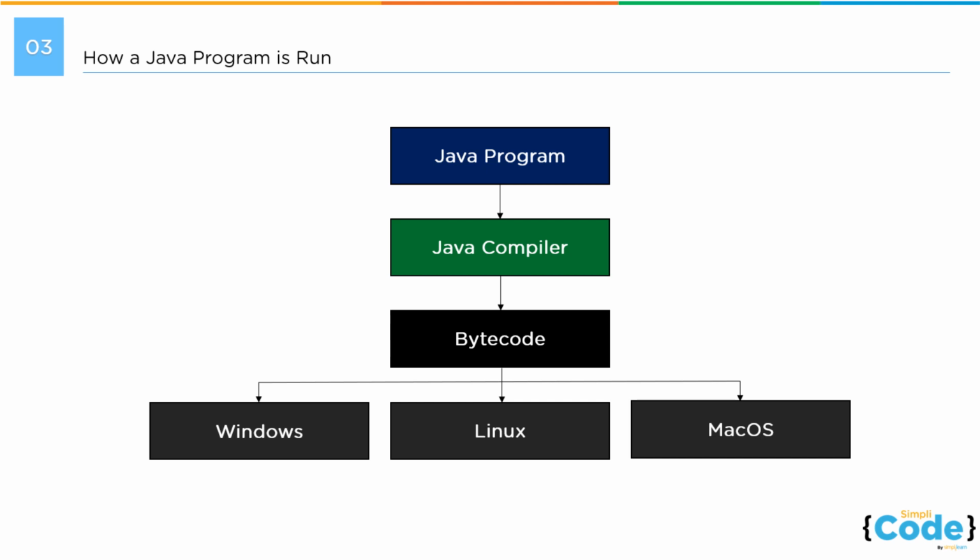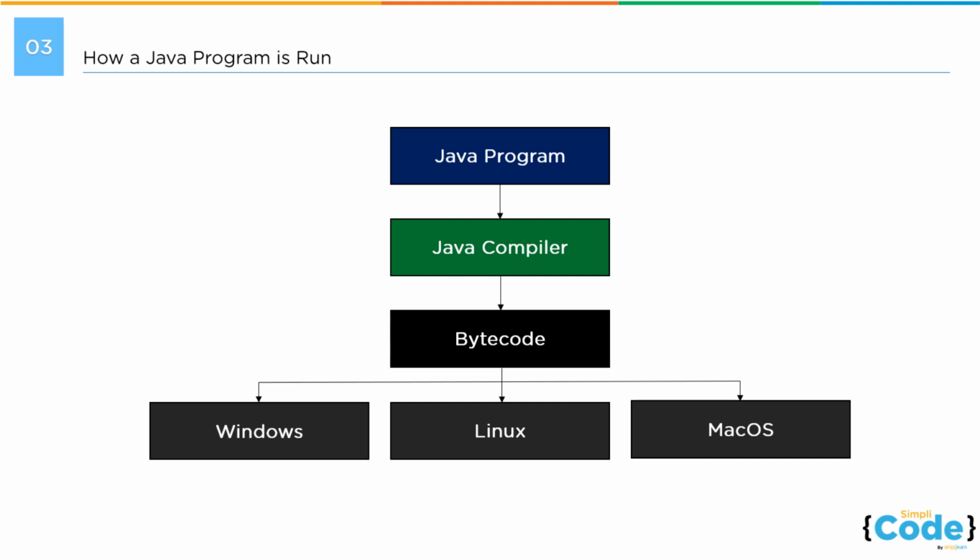And this .class file is basically the compiled file, also known as the bytecode file. This bytecode, or .class file, can be run on any platform, be it a Linux platform, a Windows platform, a macOS platform, or any other platform. To give you some more context, the first two steps, where you write your Java program and compile it, can be run on any machine.